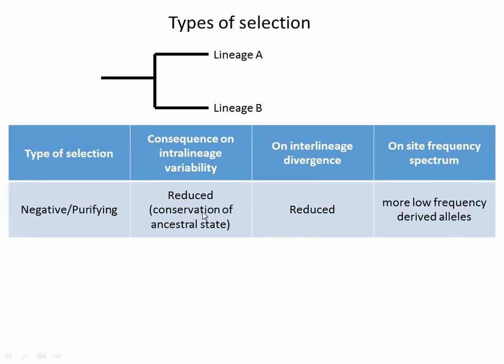So we will have low intra-lineage variability. And because, as I said, we conserve the ancestral state, we also expect reduced divergence between two lineages, because the ancestral state will be here and conserved in the two lineages.